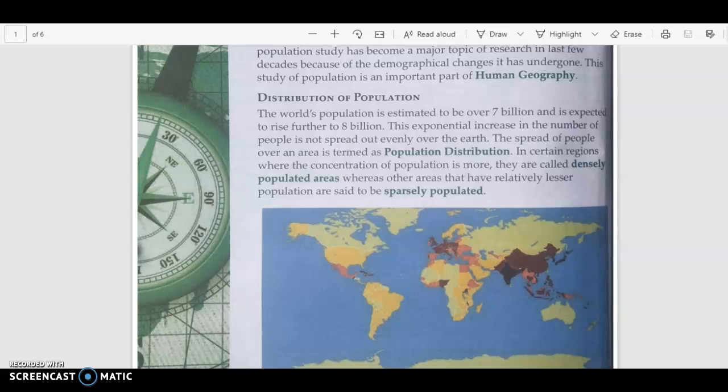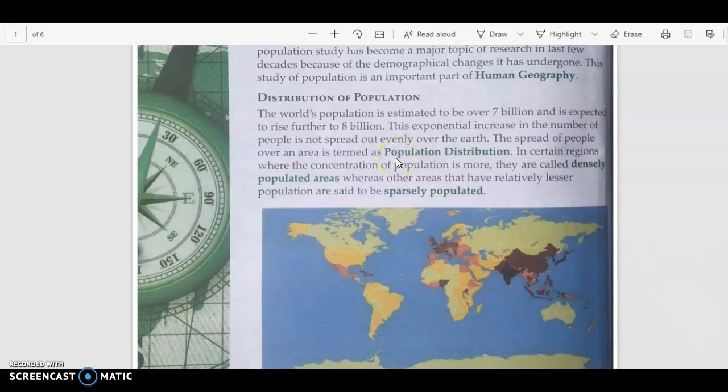Let us read what is the distribution of population. The world's population is estimated to be over 7 billion and is expected to rise further to 8 billion. This exponential increase in the number of people is not spread out evenly over the earth. It is not that the population in one particular state will be similar to the population in the next state, or the population in one part of the world is equal to another part of the world. It is highly uneven. The spread of population over an area is termed as population distribution.